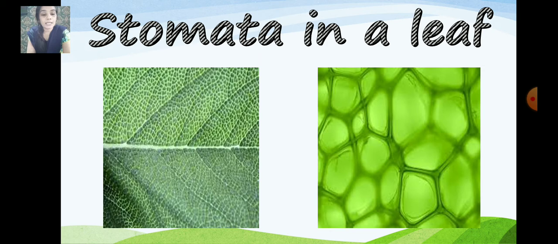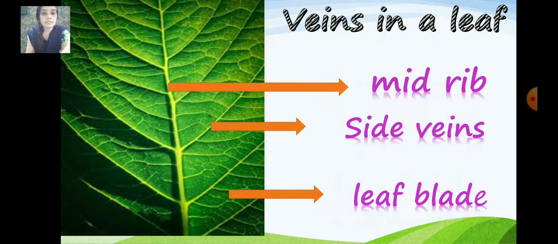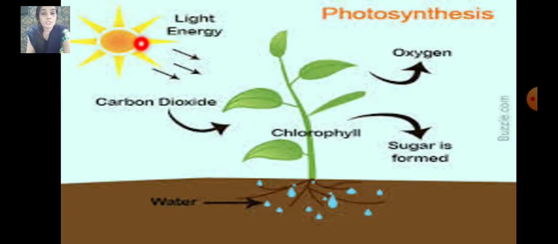Next is sunlight. What does sunlight do? It provides the energy needed to make food. When sunlight falls on the leaf, part of it is trapped by the chlorophyll. The heat energy is trapped by the chlorophyll.